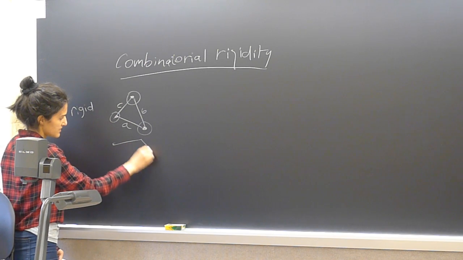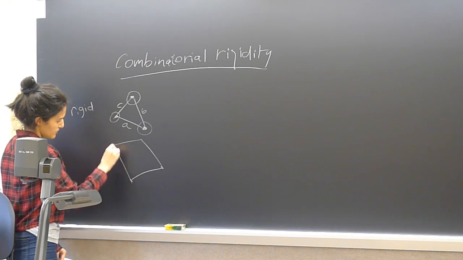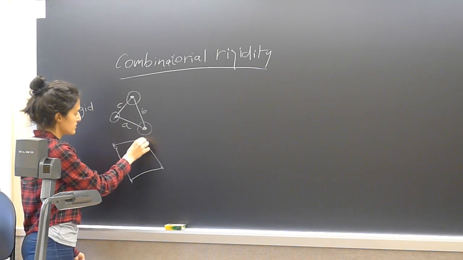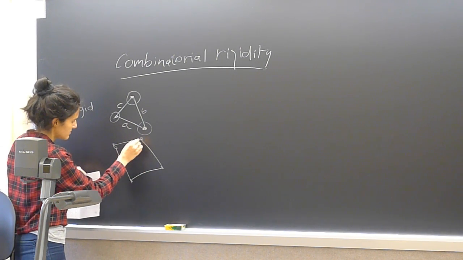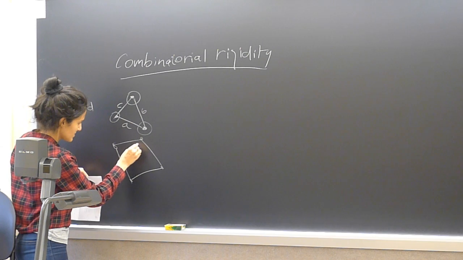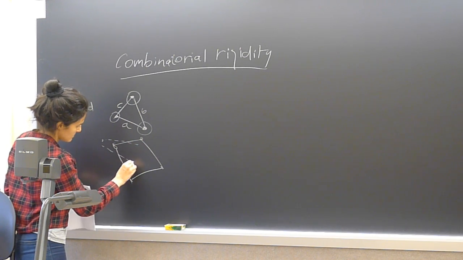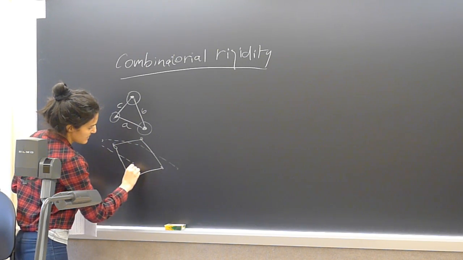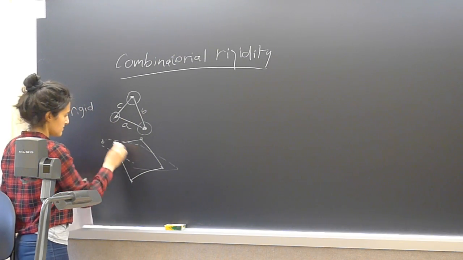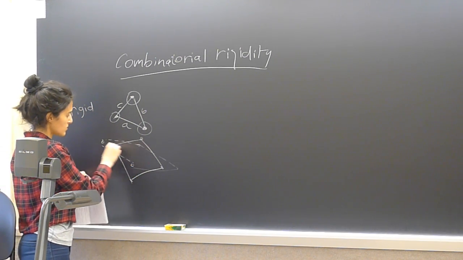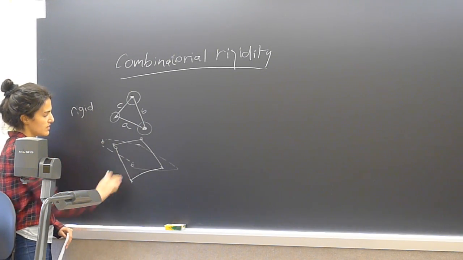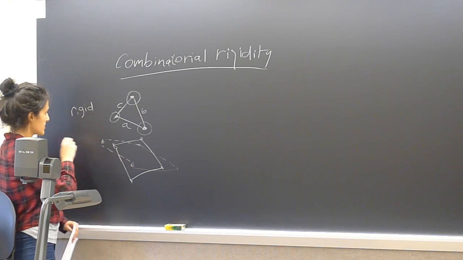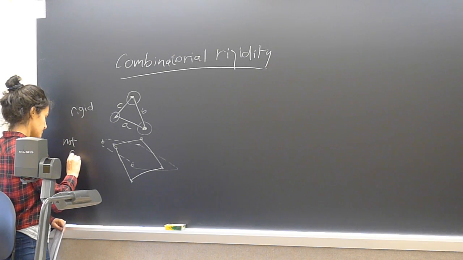And here's another example. If I have a cycle of length 4, I can just move it a little bit, keep the lengths of the edges, but not get the same configuration of points. So the two configurations, the first one and the new one, are not congruent. Okay, so this is not rigid.